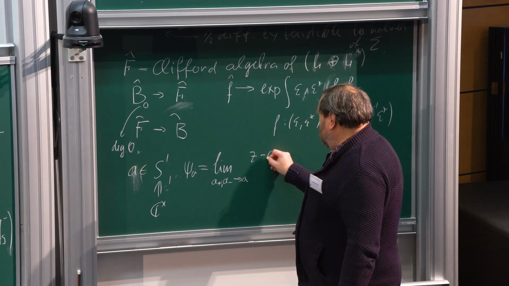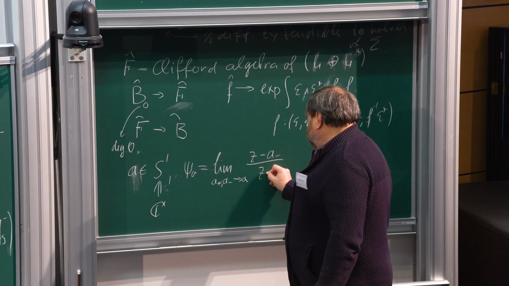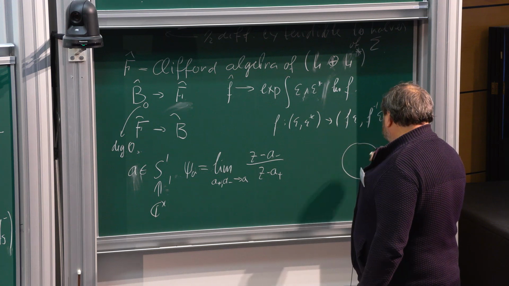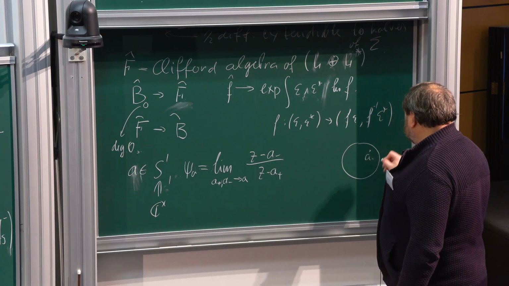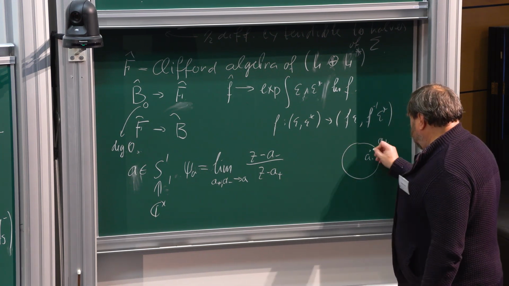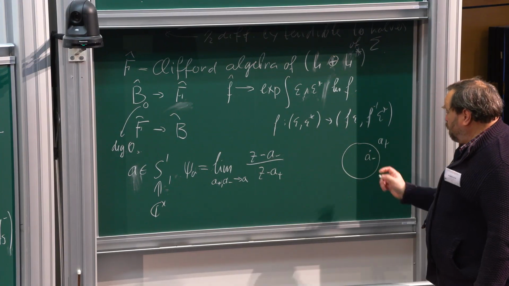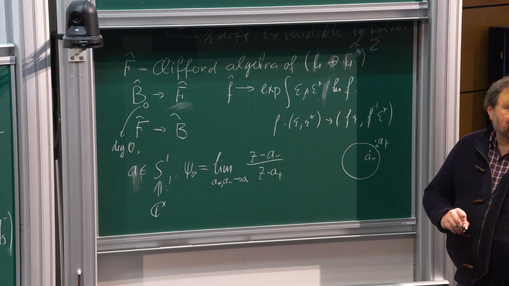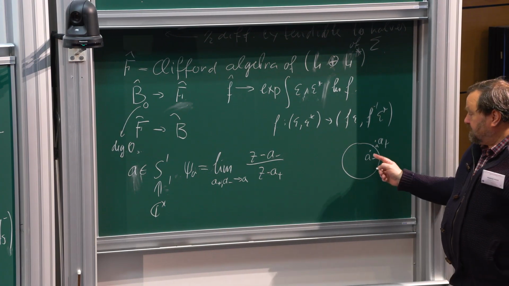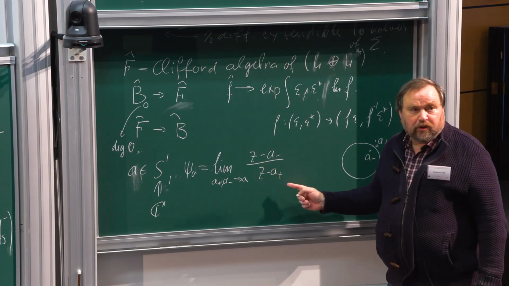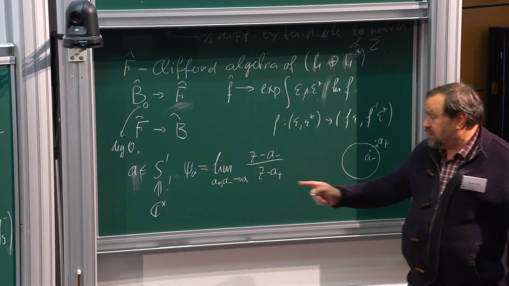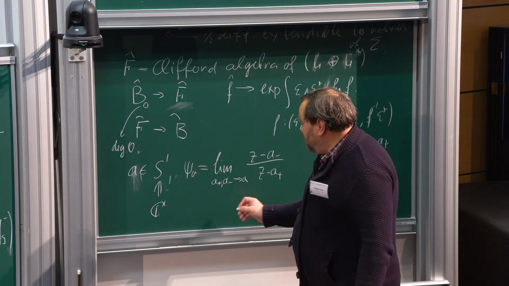Z minus a minus, z minus a plus, where you have a minus, here we have a plus, 2 points, and they tend to a point A on the circle. So before taking limits, it's just a good function. After taking limits, not a good function. This function has the following form.